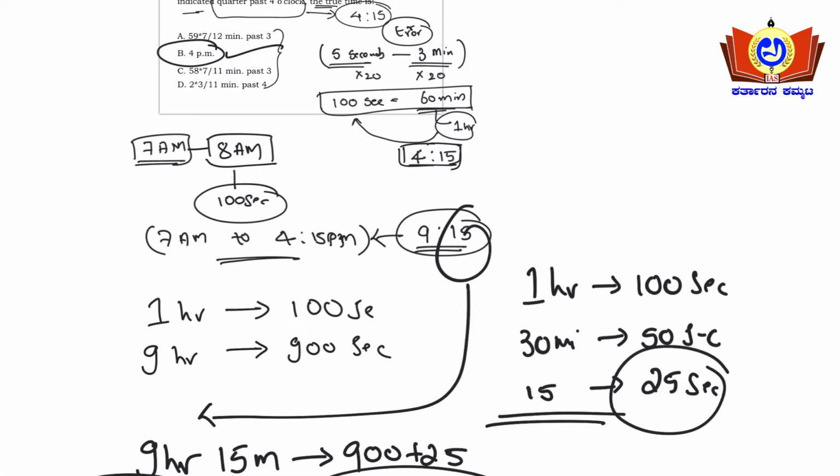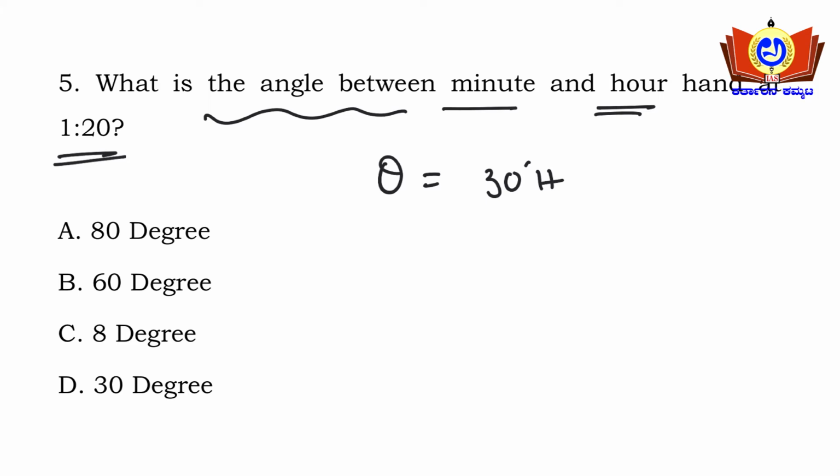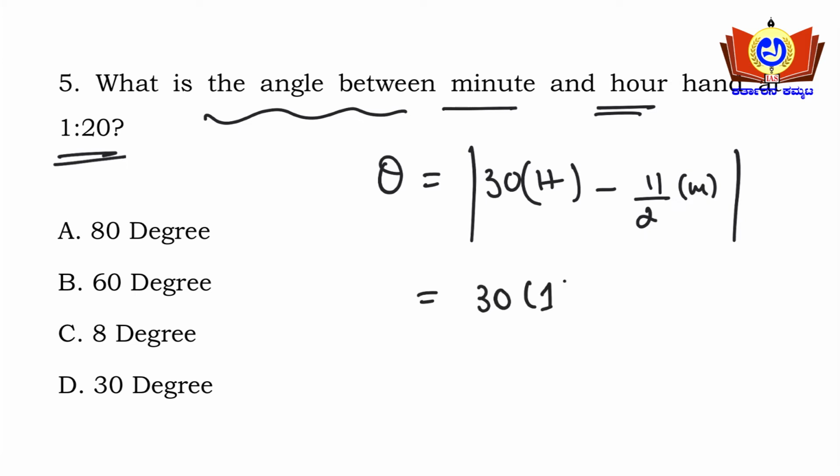Okay, so moving on to the next question. What is the angle between minute and hour hand at 1:20? Okay, simple problem, guys. So this can be solved in both conventional as well as formula method. If at all you remember the formula, theta is equal to mod of 30h minus 11 by 2 m. Okay, so what is h here? 1:20, so 1. And what is m here? 20.